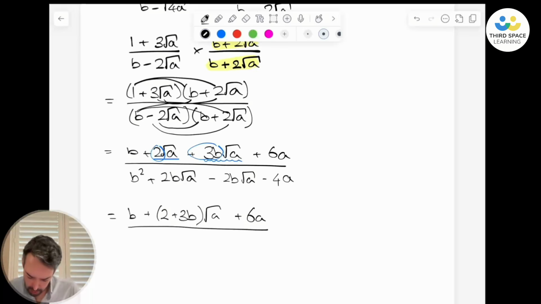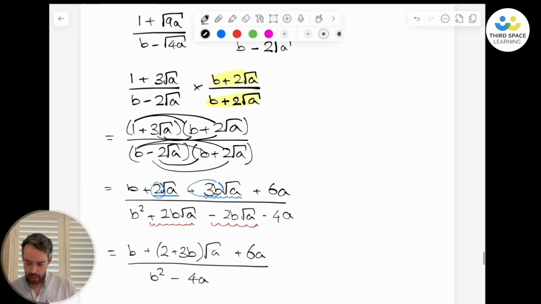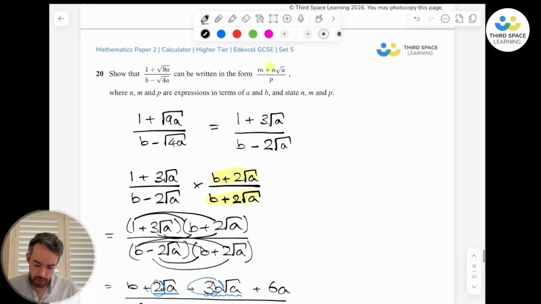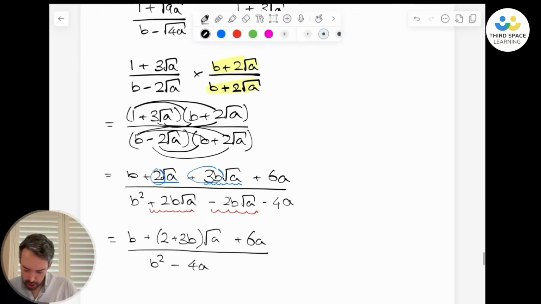Over, okay, what do we have? Well, we've got b squared, that's good. Here, oh, this is good, that take away that cancels, that becomes 0. And I'm just left with negative 4a. Right, this is looking pretty good. So let's see what order I wanted it in. I wanted (m + n√a) over p. So that's what I've got.